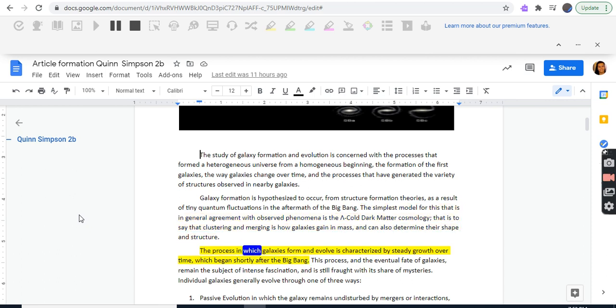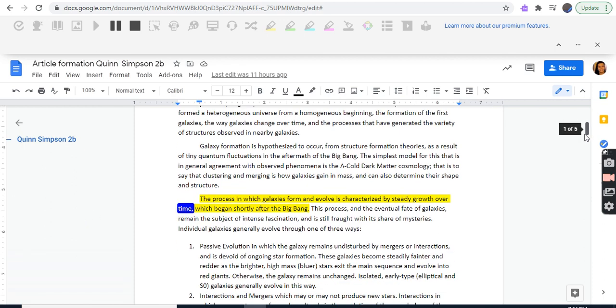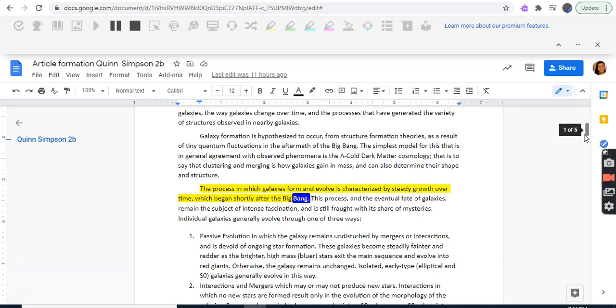The process in which galaxies form and evolve is characterized by steady growth over time, which began shortly after the Big Bang. This process, and the eventual fate of galaxies, remain the subject of intense fascination, and is still fraught with its share of mysteries.